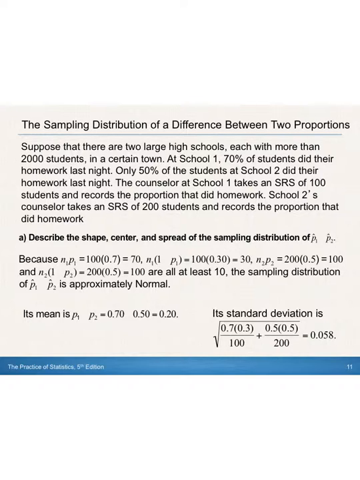And so here they checked it on the first one, and there's more than 10, there's 70 and 30. They checked it on the second one, it's 100 and 100. So because those things are big enough, the distribution is going to be approximately normal. The mean is just going to be the subtraction of them. And then our standard deviation is going to be the sum of the variances and the square root of that. So there we go.